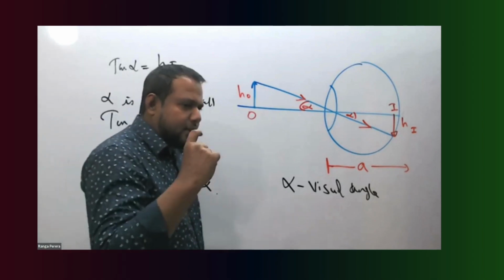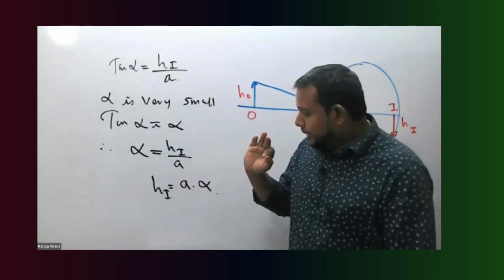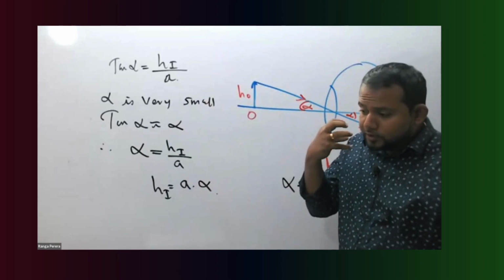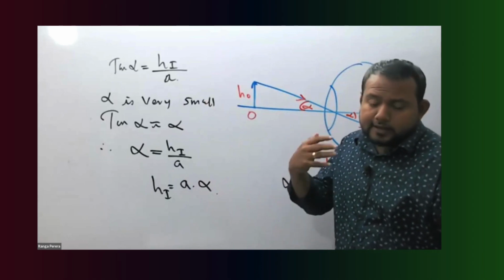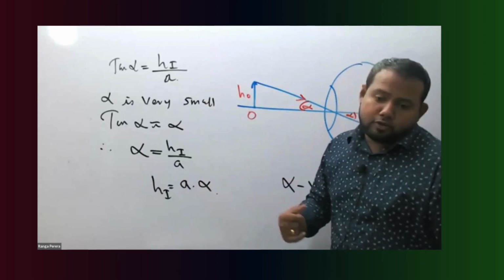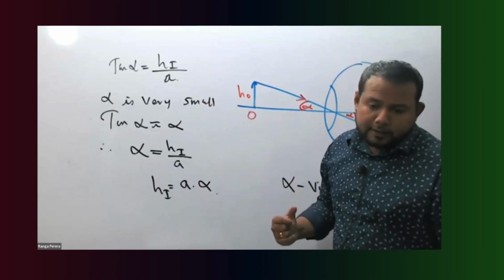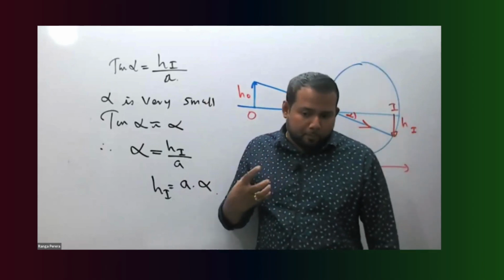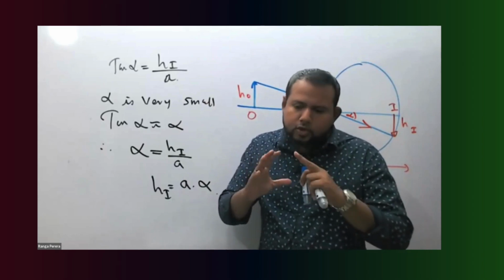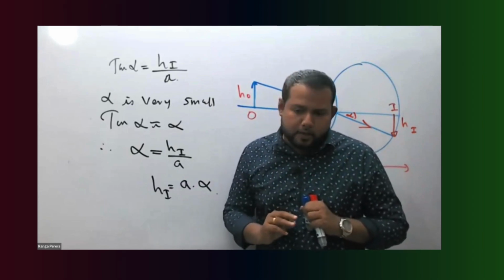The size of the image which is placed on the retina is determined by the visual angle. That means the size of the image that falls on the retina depends on the visual angle. The higher the visual angle, the larger the image size. So to observe things properly, you should have a considerable visual angle. Otherwise, you can't see the objects properly.